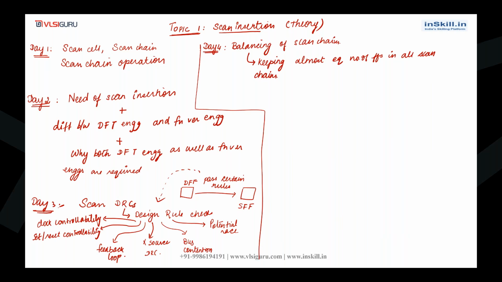And why do we need to go for balancing? We go for balancing in order to reduce the test time. And how, if you go for scan chain balancing, are you able to achieve reduction in test time? How is it like that? We will discuss it during the course.